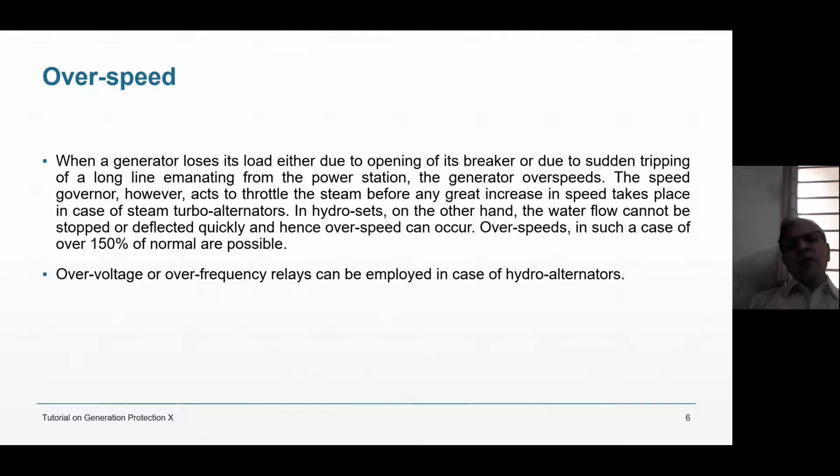But in hydro, there is a problem: the water is a viscous fluid, so you cannot stop it immediately. Right? So there is a possibility of hammering action on the water control valve. So there, over speeding protection, over voltage, over frequency, all protections are provided in hydro machines.